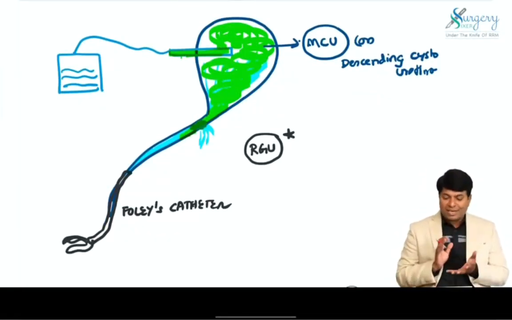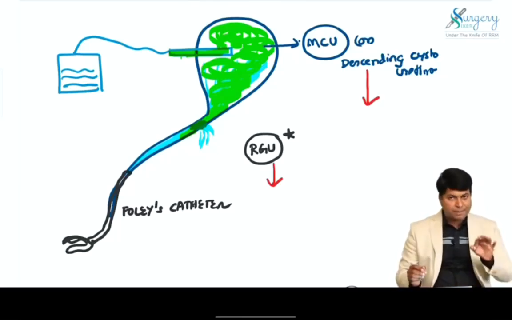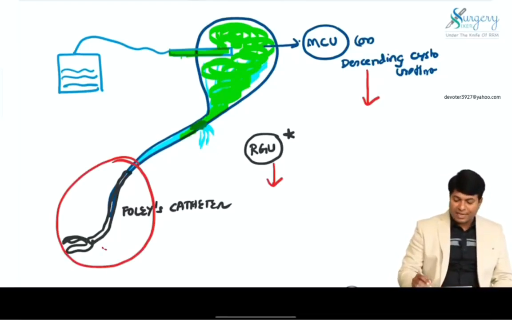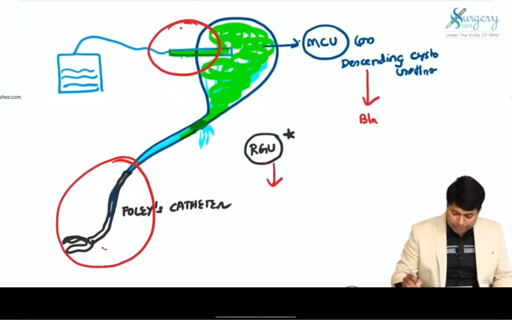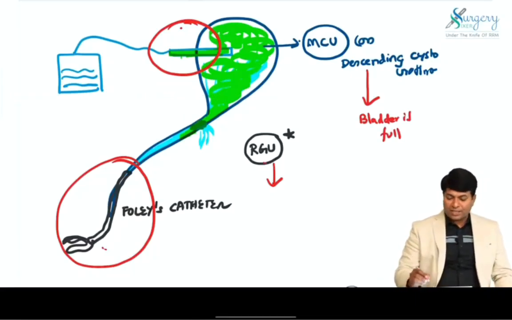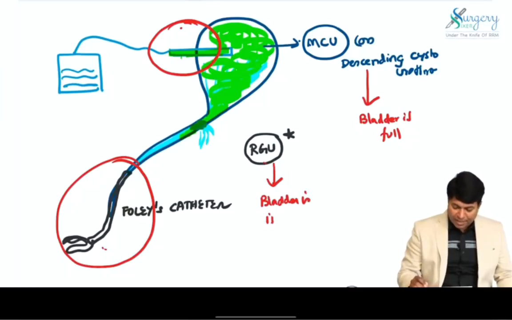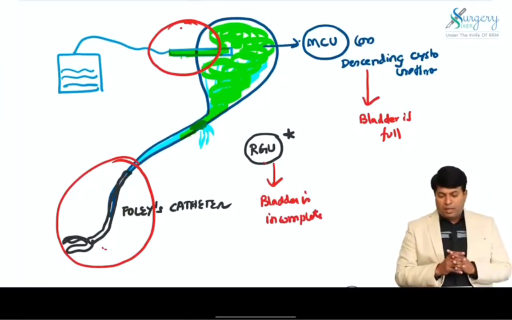How to differentiate whether it is MCU or RGU from the image? First point: if the contrast is flowing through the Foley's catheter, it is RGU. If the contrast is flowing through the SPC, it is MCU. And in MCU, you can see the bladder is full with the contrast. In RGU, the bladder will be incomplete. I will show you the image, you will understand it.